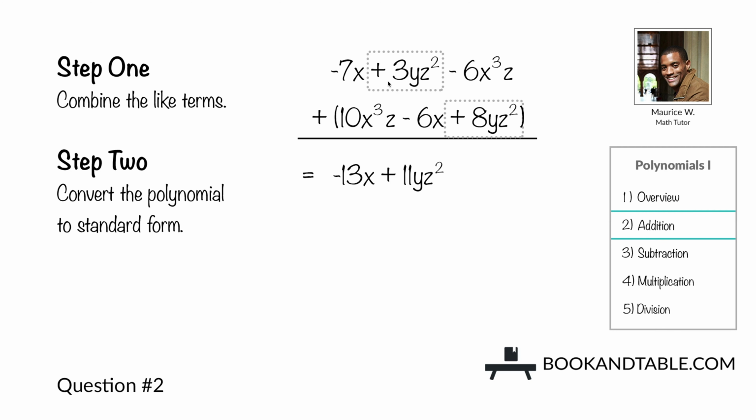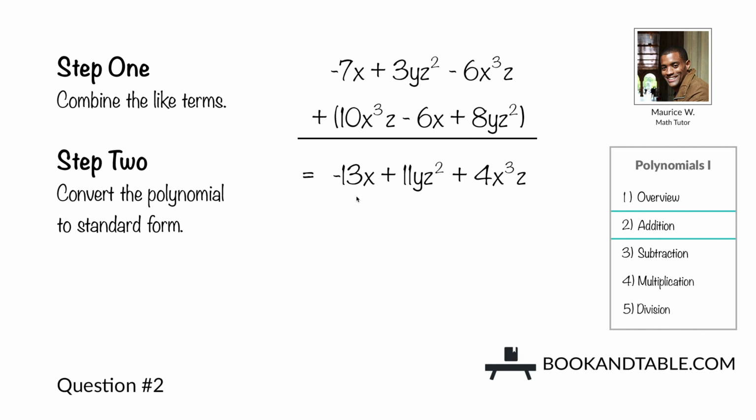We then go to the next term in the first polynomial, 3yz squared, and we combine that to any other like terms, and we have 8yz squared. So when we add the coefficients, we have 8 plus 3, which gives us 11yz squared. Then we go to the next term of the first polynomial, negative 6x cubed z, and we combine that with 10x cubed z, giving us negative 6 plus 10, which is positive 4x cubed z.